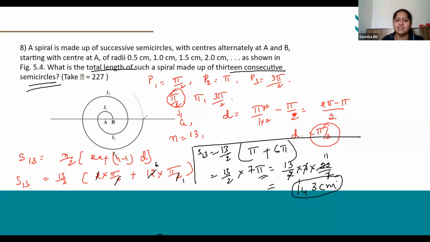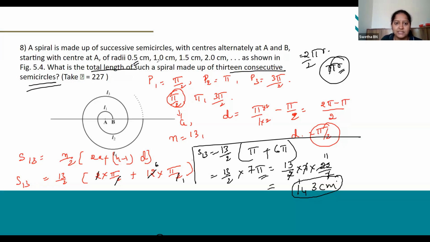So it is very easy, children. Just write the terms first. How to get the terms? See, we know the formula is 2 pi r, right? We are taking semicircles. So by 2 means it is pi r. They have given the radius, right? For the first semicircle, write pi into 0.5. If you want to keep it in decimals, no problem. If your teacher has given it in decimal form, that is also okay. Which one you feel easy, you follow that, no problem.